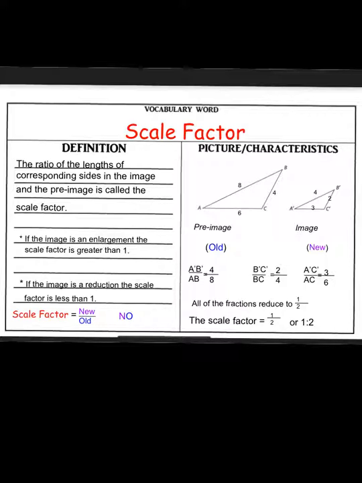Lastly, the scale factor is a number we multiply the side lengths by to get the side lengths for the image. So on our example, 8 times 1/2 gives me 4. So those two sides correspond. I have 4 times 1/2 would give me 2. And the third side, this side corresponds to this side. 6 times 1/2 gives me 3.